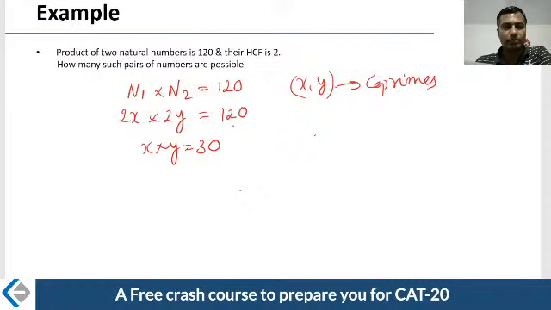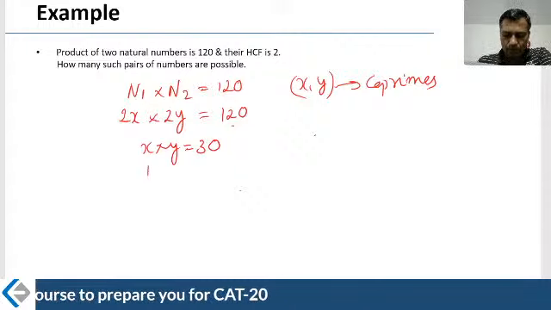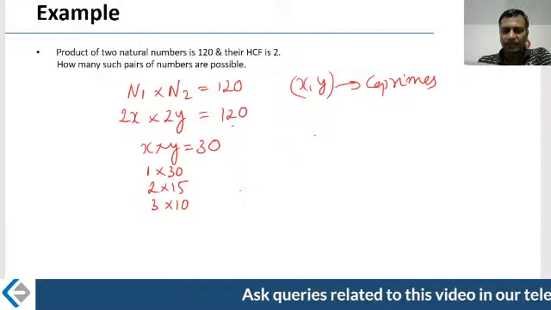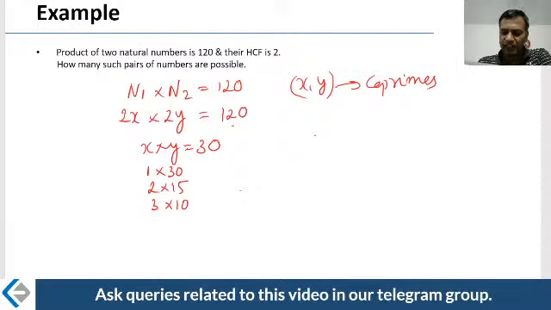Just simplify that equation, wherein x and y are co-primes. Write it as a product of two numbers. 1 into 30 is 30, right? 2 into 15 is 30. 3 into 10 is 30. Is there any other way that you can express? No, these are the 3 ways that you can express this particular number here.